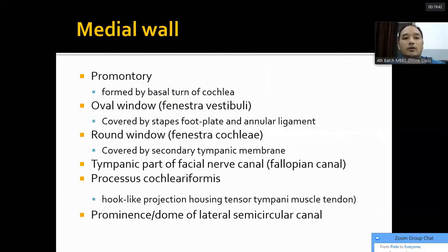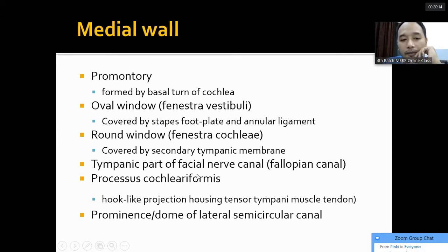Now the medial wall, the most important wall of the middle ear. It has the promontory, which is the bulge formed by the basal turn of the cochlea. There are 2 fenestrae, 2 windows. The oval window, also called the fenestra vestibuli, is covered by the stapes footplate and annular ligament. The round window, another window, also called the fenestra cochleae, is covered by the secondary tympanic membrane. The membrane covering the round window is the secondary tympanic membrane.